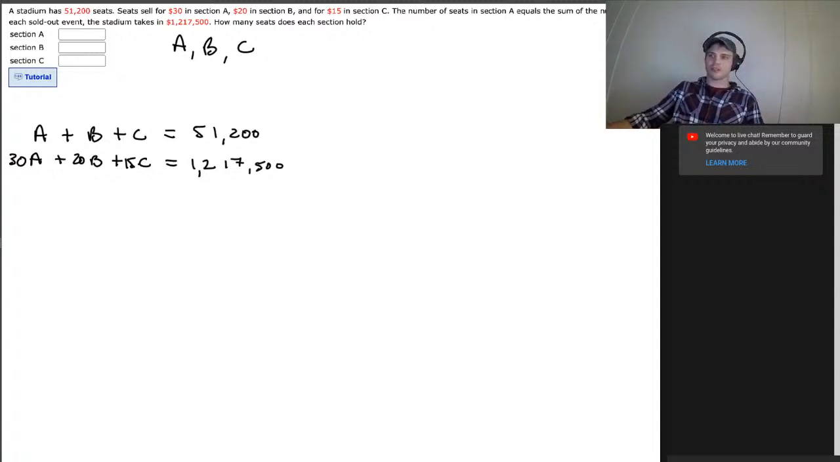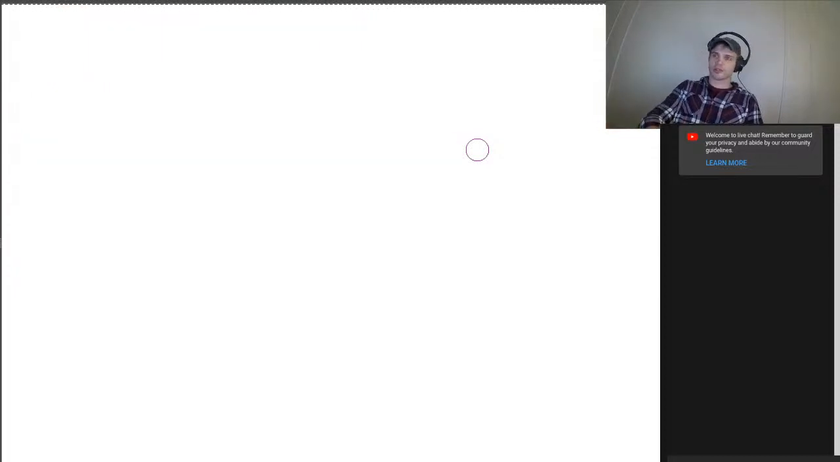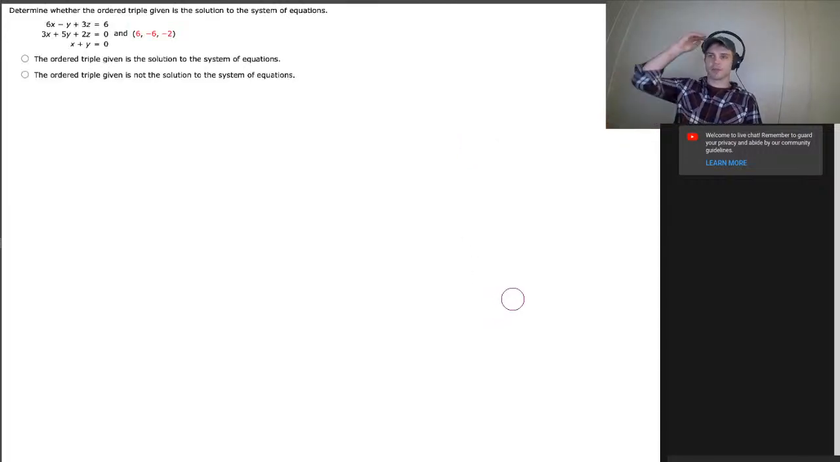Okay. So I guess let's take it from the top. Let me get rid of this problem. We'll come back to that in a moment. And let's bring in the first one. So it's the 22nd. Okay. All right. So here's the first problem. It says determine whether the ordered triple given is the solution to the system of equations.